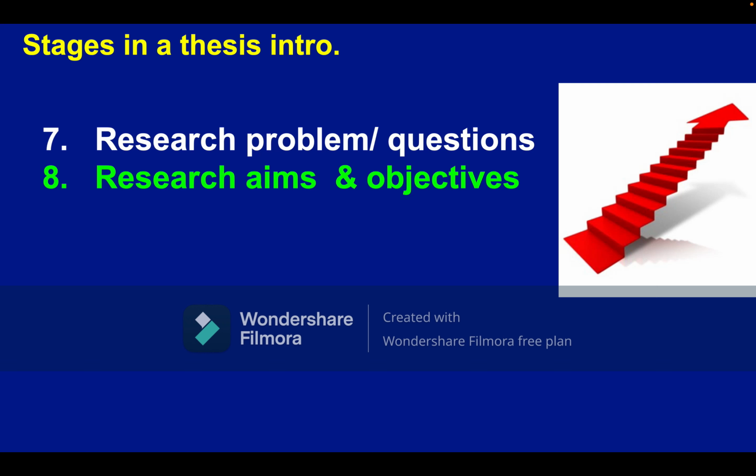Hypothesis is another important part of the introduction. A hypothesis is an assumption, an idea that is proposed for the sake of argument, so that it can be tested to see if it might be true.